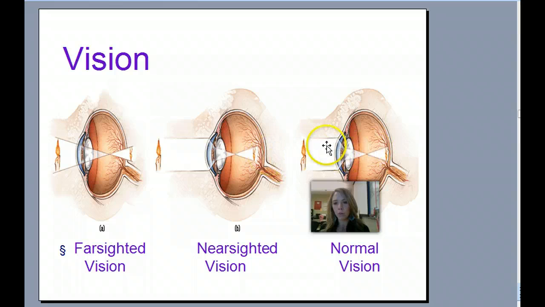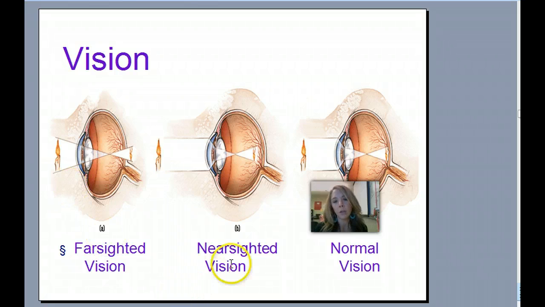So this would be normal vision. I have my candle here and it's projected to the back of my retina, and everything is going to be in proportion. If you are farsighted, you can kind of remember it's the opposite, then you are unable to see things that are close to you. You can actually see there's a misshapen of the eye here, and what happens is your lens focuses it on the retina, and it's too small.